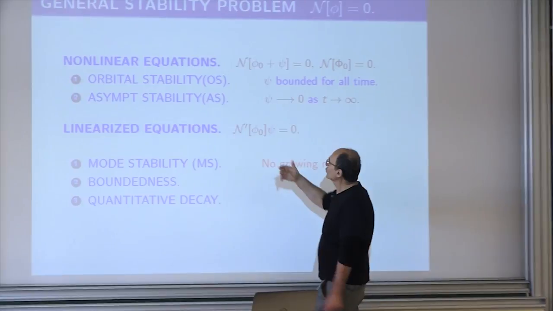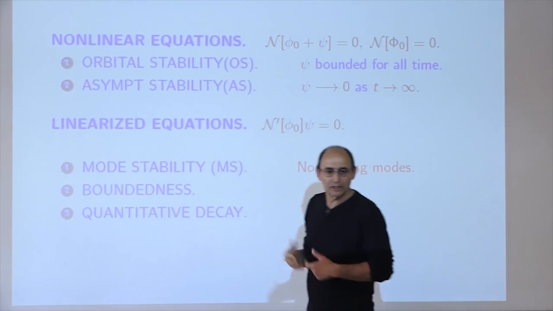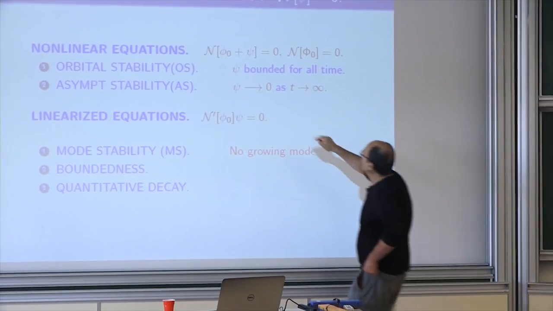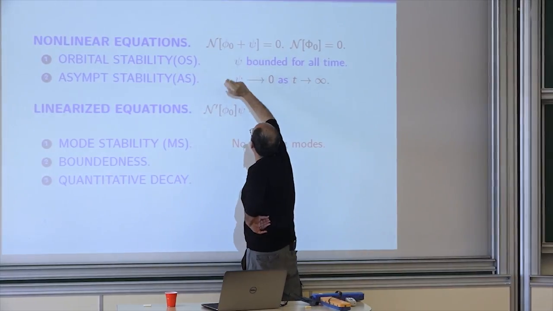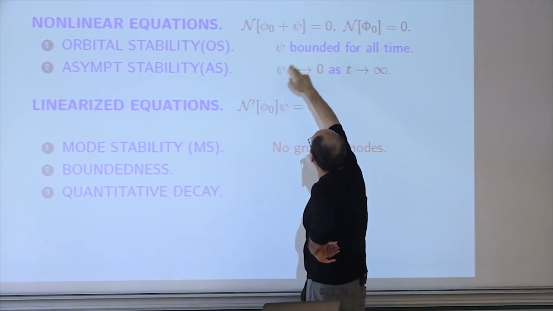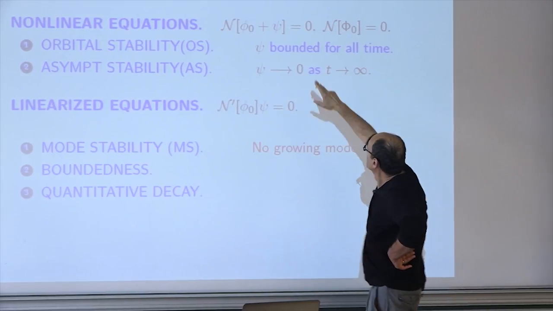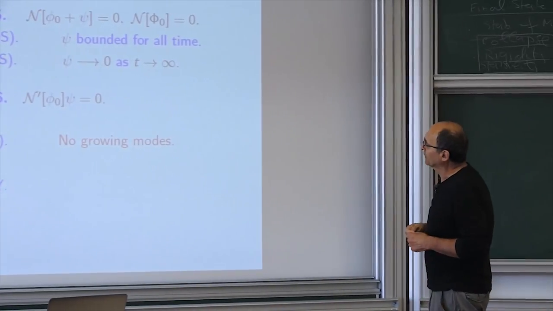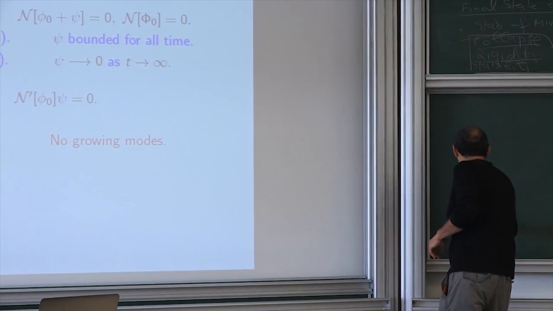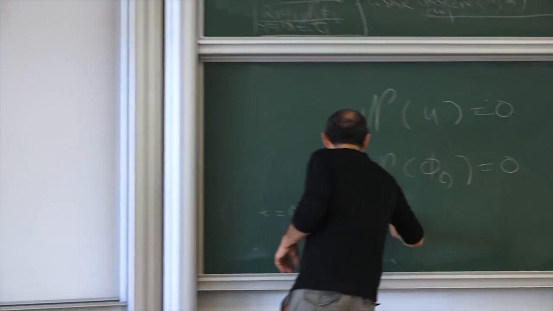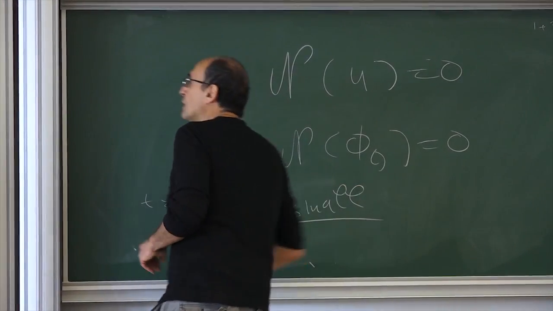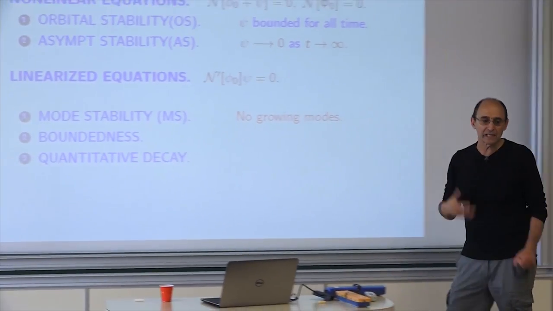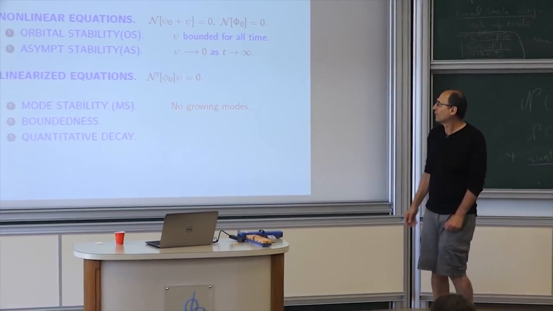So the simplest notion of stability, which of course we know already for ordinary differential equations, is that of orbital stability. I take a perturbation psi, and I look for solutions of the nonlinear equations which have a small psi perturbation. Let's say at time t equals zero, I know that psi is small, and the issue of orbital stability is whether psi stays bounded for all time. Right? Okay.